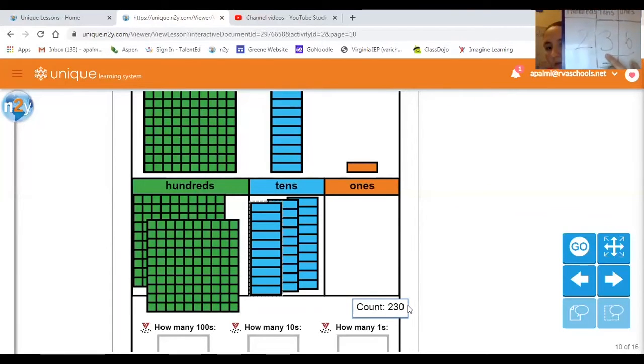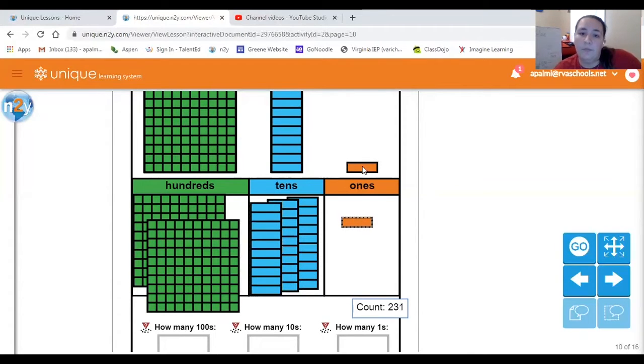Okay? So our last number in the problem is our ones place. Those are our units that we count by ones. And I have a number 6. So I need to count out 6 units for this number. So let's count together. Remember, we're touching and counting at the same time so we don't mess up.